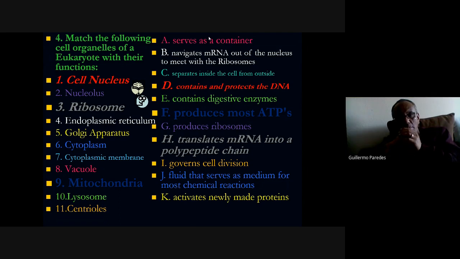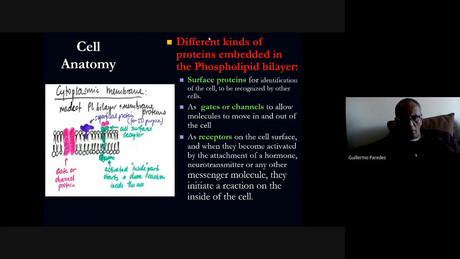Yes. Number five, Golgi apparatus. The Golgi apparatus is going to activate new proteins, tertiary and quaternary proteins. Cytoplasm, where is the cytoplasm? Cytoplasm, fluid that serves as medium for most chemical reactions. That is all the region in between the nuclear membrane and the cell membrane, that is the cytoplasm. And that is the place where mostly chemical reactions are going to occur inside the cell. The vacuole serves as a container. Mitochondria produce most of the ATPs, because you're going to learn later on about glycolysis that is coming, very beautiful topic. But the majority of ATPs are produced in the mitochondria. Lysosomes are going to contain digestive enzymes, and the centrioles are going to participate in the cell division. They are going to be activated in the cell division, as we already explained.